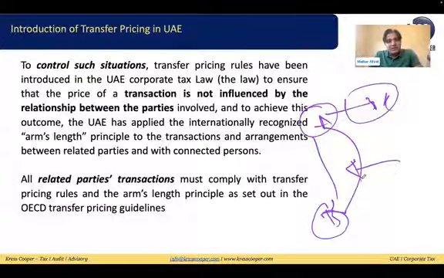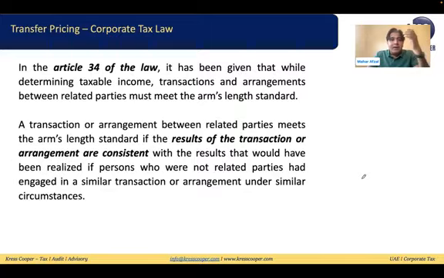So to control, such transactions must not be influenced by the relationship between the parties, and all related party transactions must comply with the transfer pricing rules and regulations. Article 34 of the law says, while determining taxable income, transactions and arrangements between related parties must meet the arm's length standard. It has been very clearly written in the law. Transactions between related parties, between connected persons, must be at the arm's length principle.